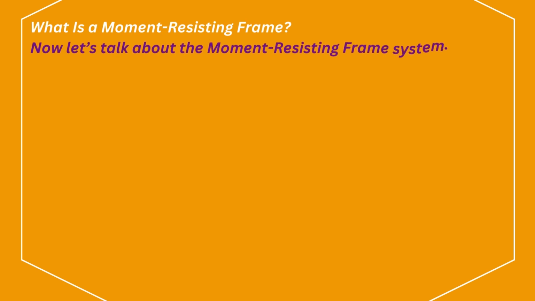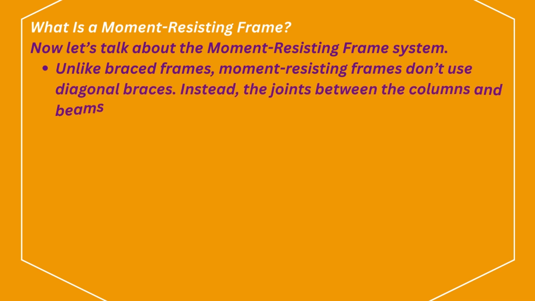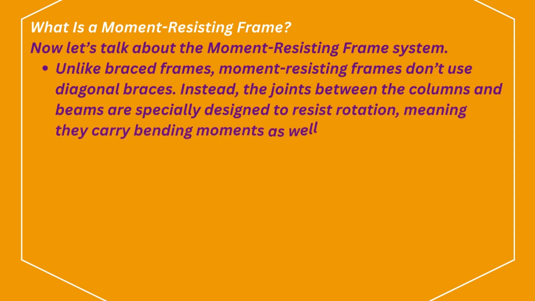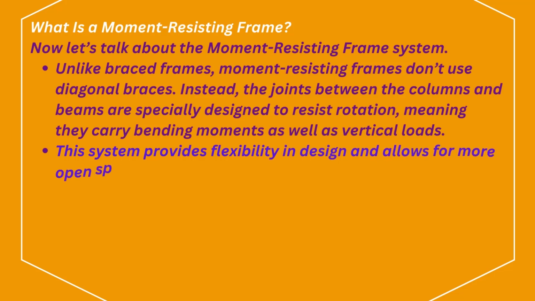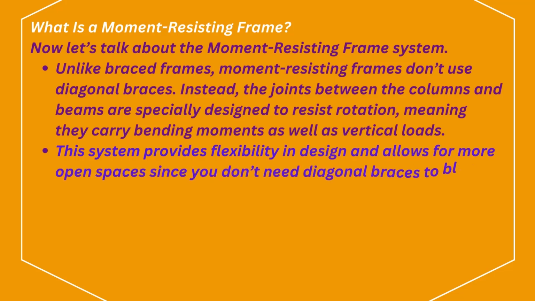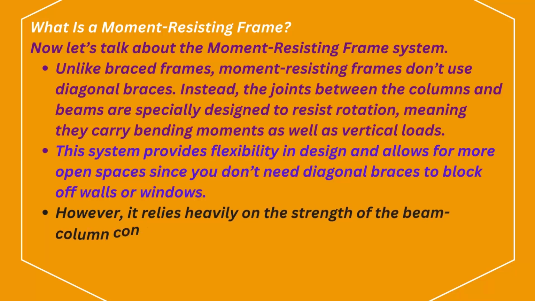What is a moment-resisting frame? Now, let's talk about the moment-resisting frame system. Unlike braced frames, moment-resisting frames don't use diagonal braces. Instead, the joints between the columns and beams are specially designed to resist rotation, meaning they carry bending moments as well as vertical loads. This system provides flexibility in design and allows for more open spaces, since you don't need diagonal braces to block off walls or windows. However, it relies heavily on the strength of the beam-column connections to resist lateral forces.